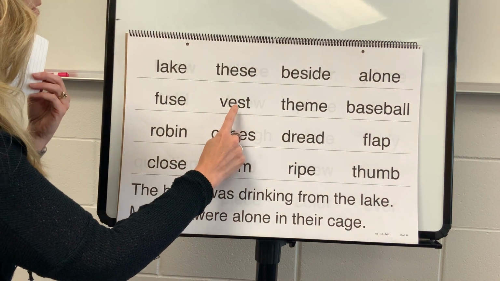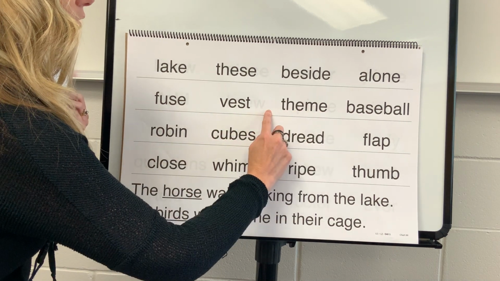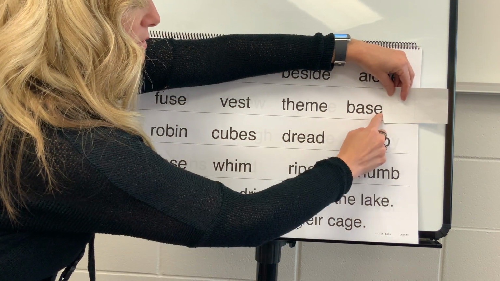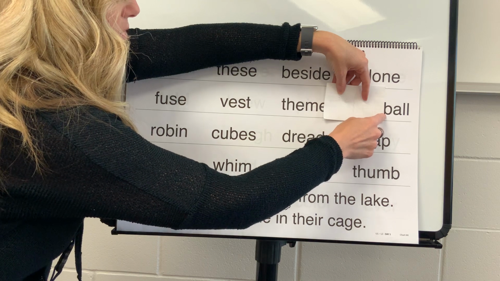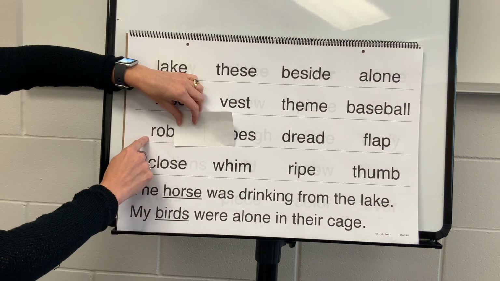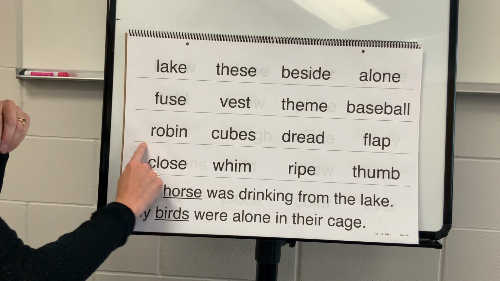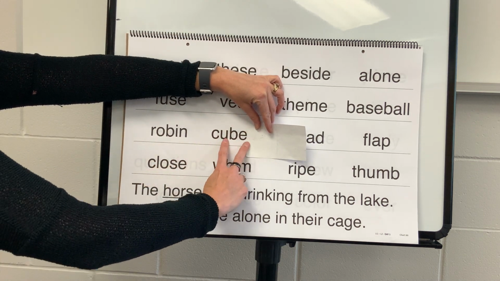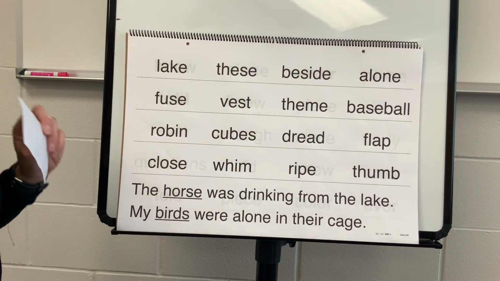Sound. U. Word. Fuse. Sound. E. Word. Best. Sound. E. Word. Theme. Sound. A. Syllable. Base. A-L-L says all. Syllable. Ball. Word. Baseball. Sound. Ah. Syllable. Rob. Sound. I. Syllable. In. Word. Robin. Yes, robin. This is a base word with an ending.